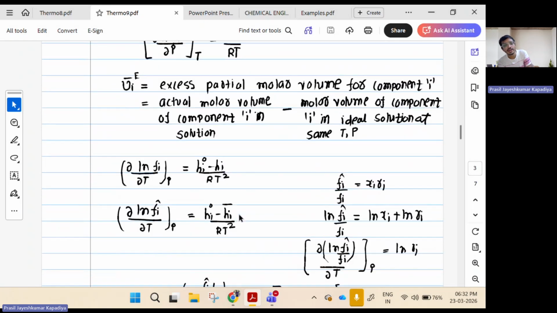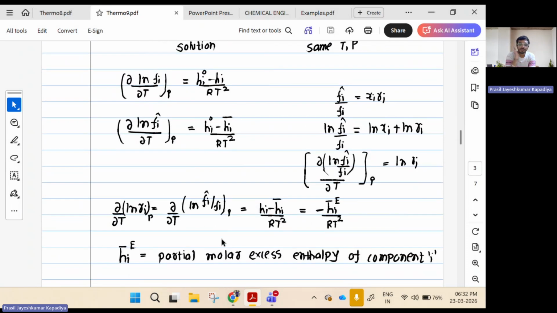Now let's have a look at the effect of temperature. So we have del ln fi by del T is equal to Hi naught minus Hi by RT square, and del ln fi cap by del T is equal to Hi minus Hi bar divided by RT square. When we are dealing with solution, this Hi will be replaced with Hi bar. Okay, so del ln fi cap by fi will be, this is negative, so it will be Hi minus Hi bar divided by RT square, which is nothing but negative of Hi bar excess divided by RT square.